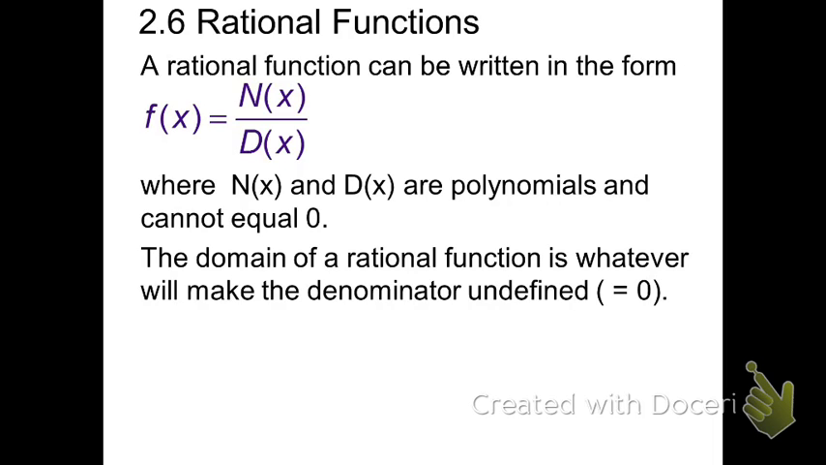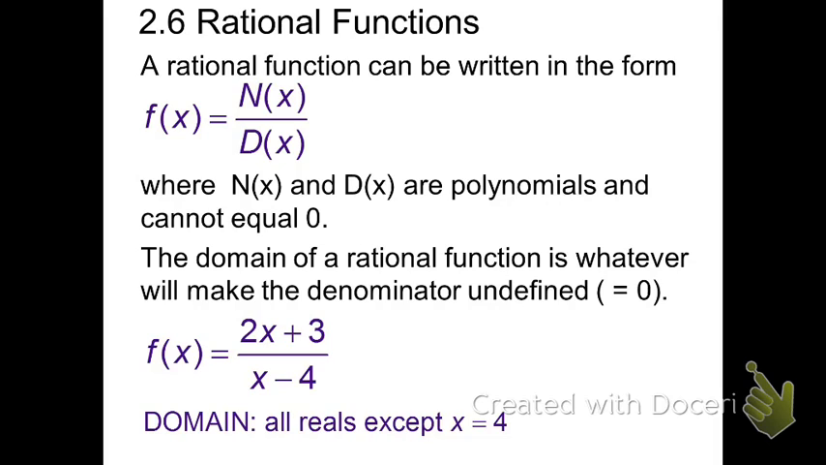The domain of a rational function is whatever will not make the denominator equal to 0. So we're always going to set our denominator equal to 0, and that's going to tell us what the domain cannot be. For example, I've got f of x equals 2x plus 3 over x minus 4. If I want to know the domain of this function, I'm going to set the denominator equal to 0 and solve.